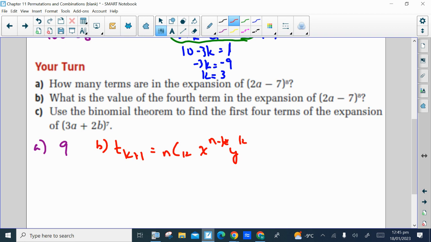Now, if you want the fourth term, that means that k must be 3. T sub k plus 1 must become t sub 4. And that will occur when k equals 3. So again, k is always 1 less than the term number. So n is 8. K is 3, 1 less than the term number. X refers to the first term in the expansion, 2a to the 8 minus 3. Y refers to the second term in the expansion, which is negative 7 to the power 3.